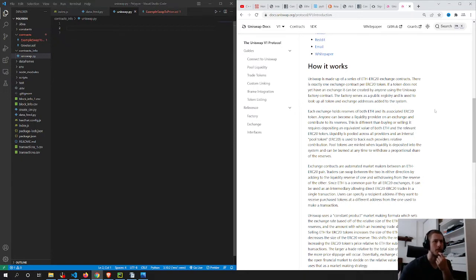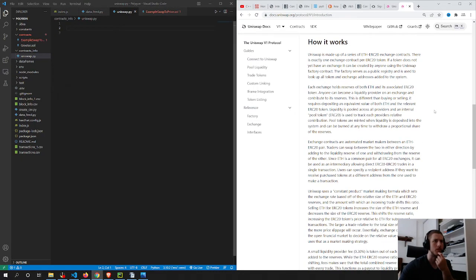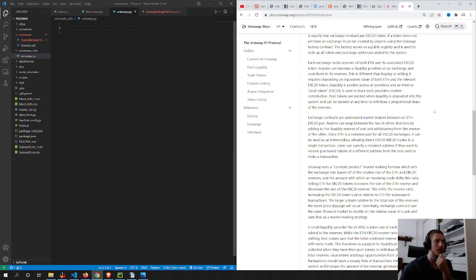The factory serves as a public registry and is used to look up all token and exchange addresses added to the system. Each exchange holds reserves of both ETH and its associated ERC20 token. Anyone can become a liquidity provider on an exchange and contribute to its reserves. This is different than buying or selling. It requires depositing an equivalent value of both ETH and the relevant ERC20 token. Oh, okay. So that solves my question, I guess.